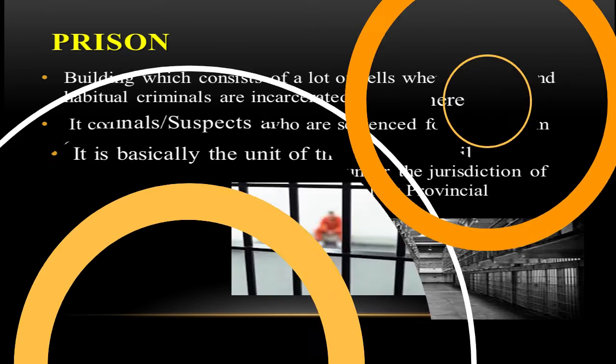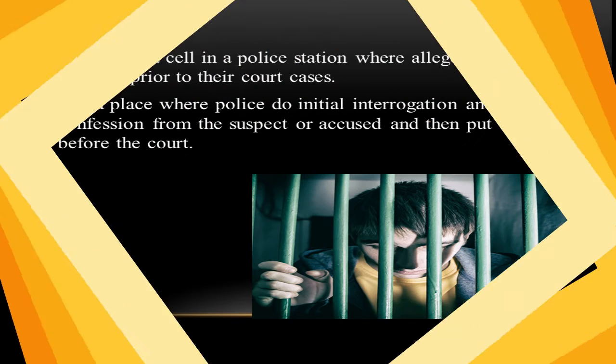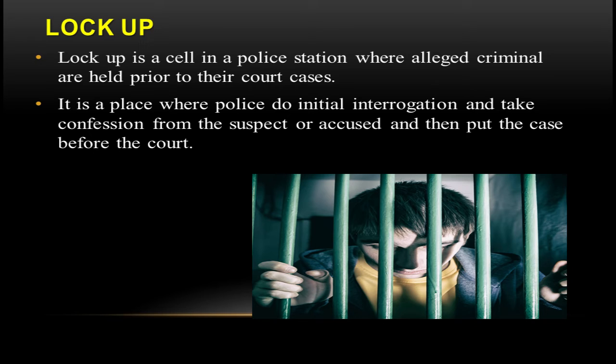And now what is cell? Cell is a small room in prison or jail where criminals or suspects are held. It is basically the unit of the prison or jail. Now last but not the least, what is lockup? Lockup is a cell usually in a police station where alleged criminals are held prior to their court cases. It is a place where police do initial interrogation and take confession from the suspect or accused and then put the case before the court.